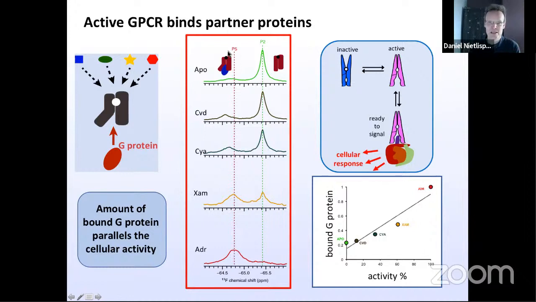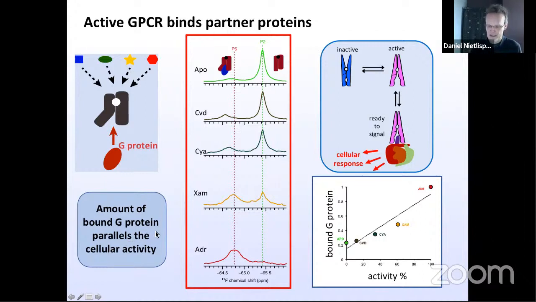So the peak on the left is basically this receptor coupled to the intracellular signaling protein, the G protein. And so we're getting more and more of that protein as we're now moving towards the more activating ligand. So if we're looking at our little equilibrium between the blue and the pink form of the receptor, then we can see now that it's only the active form of the receptor which is basically able then to couple to the G protein. And the amount of G protein coupled is nicely correlating again with the activity of the receptor. So the amount of bound G protein basically parallels again the cellular activity.